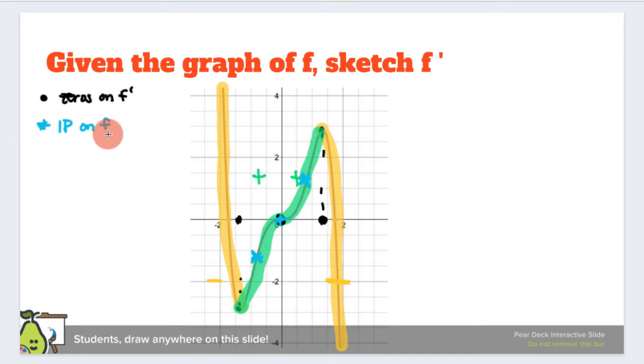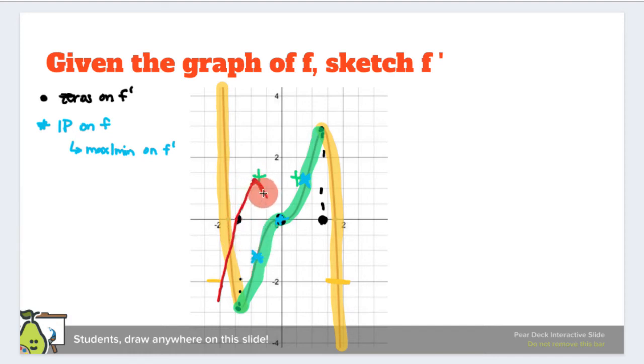Remember, our inflection points on f are going to be our maxes or our mins on f prime. So now let's see if we can play a game of connect the dots here. We're going to have negative, 0, positive, 0, positive, 0, negative. You see that? So negative, 0, positive. Now our max should be right around there. So let's make our max right around there.